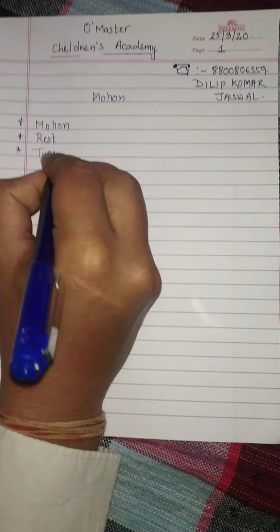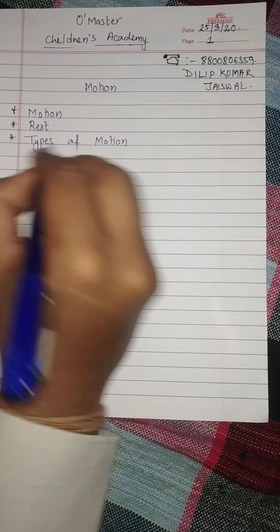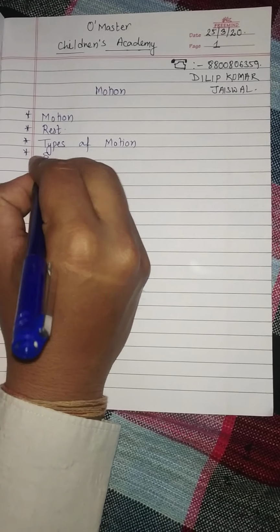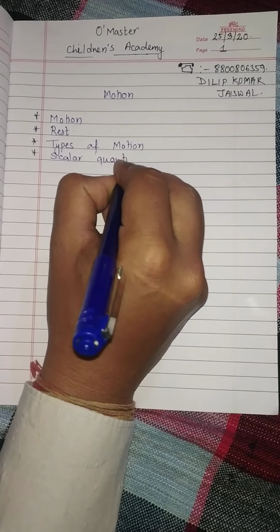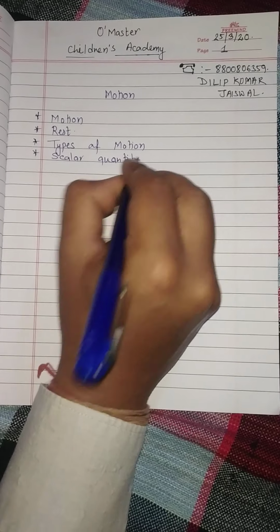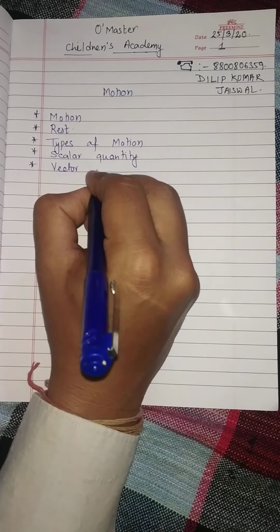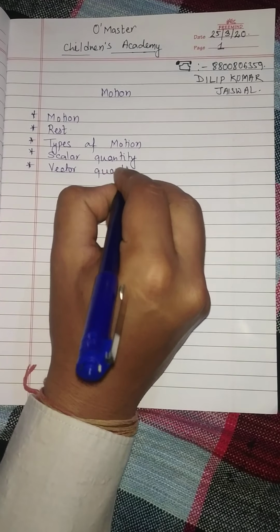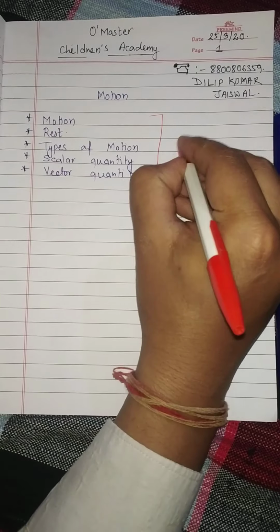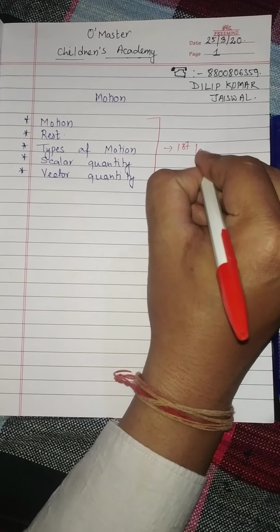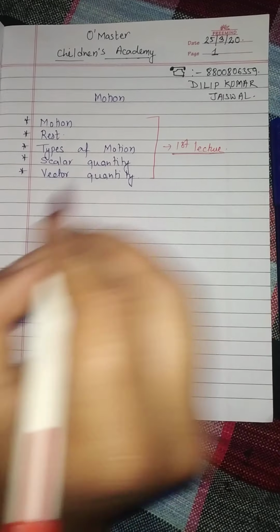After that, we will be discussing the types of motion, and after that what is scalar quantity, followed by vector quantity. So this is my first lecture on this chapter. So let's start the chapter.